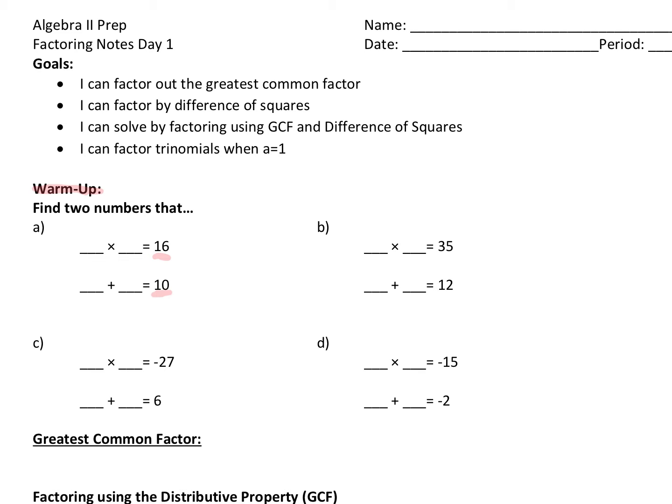Alright, now that you've completed the warm-up, let's go over it. In A, two numbers that multiply to 16 but add to 10. Well, if I think about numbers that multiply to 16, I have 1 and 16, 2 and 8, 4 and 4. So the two numbers that would multiply to 16 and add to 10 would be 2 and 8. Let's do the same thing for B. I'm looking for two numbers that multiply to 35 but add to 12. So that would be 5 and 7.